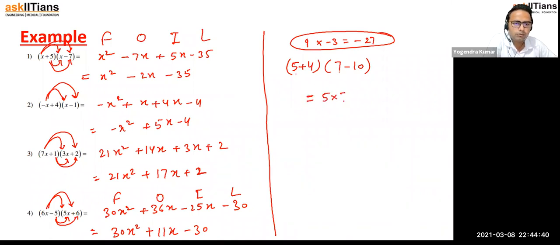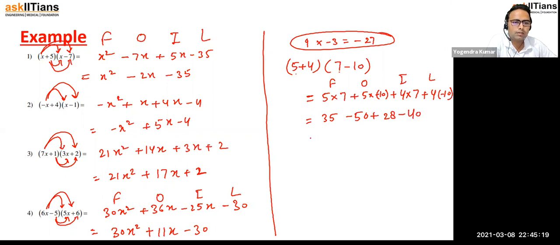First, so 5 into 7. Now outers. So what we'll do? This is our first, outer, inner and last, right? Outers will be what? 5 into minus 10, right? You need to pay attention to this sign. That is what is important, right? Now inner, so 4 into 7 plus last, so 4 into minus 10. So what we got? 35. Now minus 50 here plus 28 here and minus 40 here, right?